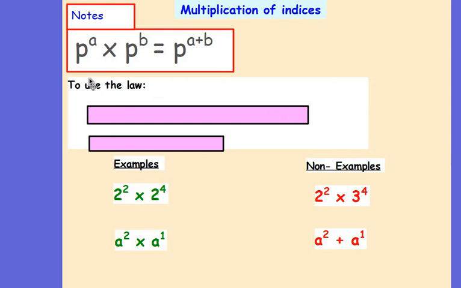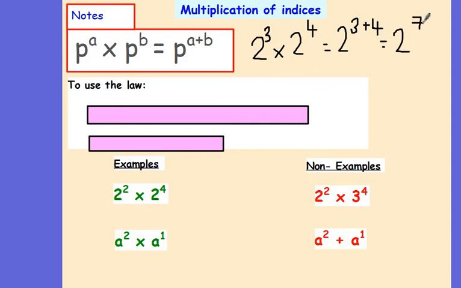Okay, so here's our law. p to the power a times p to the power b equals p to the power a plus b. For example, 2 to the power 3 times 2 to the power 4 would be 2 to the power 3 plus 4, which is 2 to the power 7. We can only use this in certain circumstances. I've given you some examples where we can use this law and some non-examples where we can't use this law. Pause the video and have a little think. What do you reckon the two caveats, the two reasons we can use the law? Pause the video and have a little think.